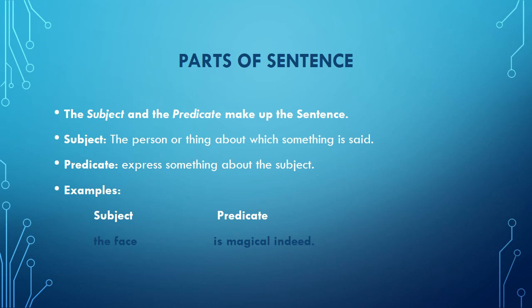So the subject and the predicate make up the sentence. The subject is that part of a sentence which names the person or thing we are talking about. And the predicate is that part of the sentence which tells something about the subject. Here is an example: the face is magical indeed. Here, the face is the subject and is magical indeed is the predicate. Another example: Akbar was a great emperor. Here, Akbar is the subject, and was a great emperor is the predicate.